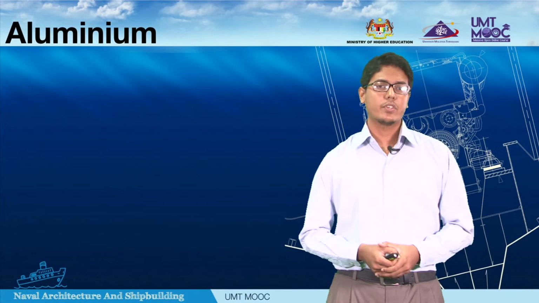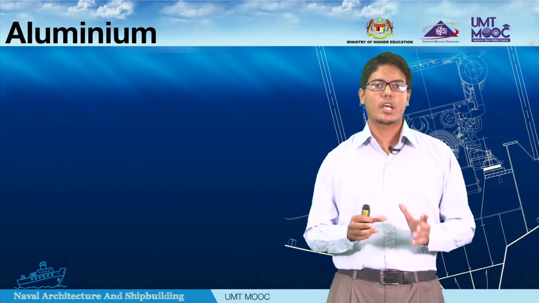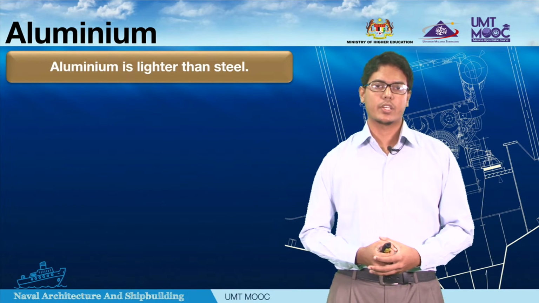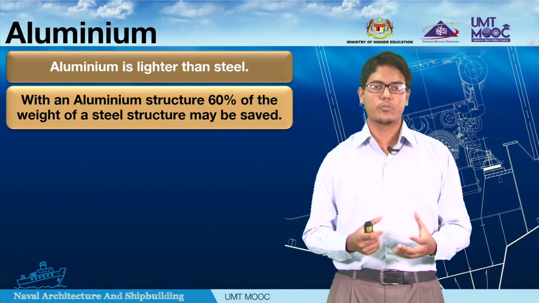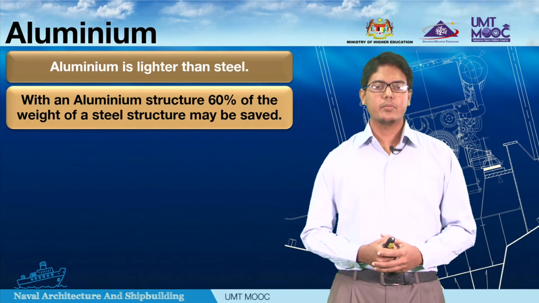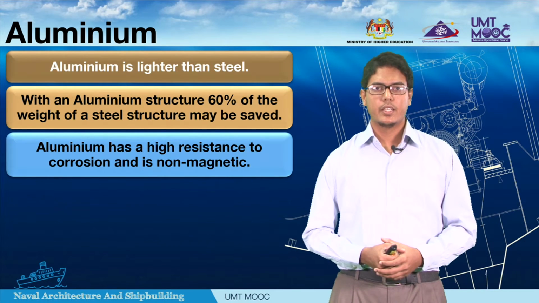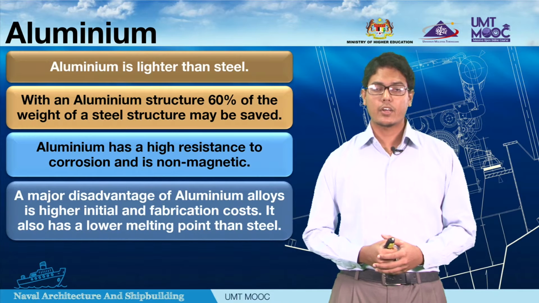The main advantage of using aluminum rather than steel is the reduction of building cost. Almost 60% weight of a steel structure can be reduced if it is made up of aluminum alloys. Aluminum is also highly resistant to corrosion and is non-magnetic. Its main disadvantage is its higher cost and lower melting point as compared to steel.